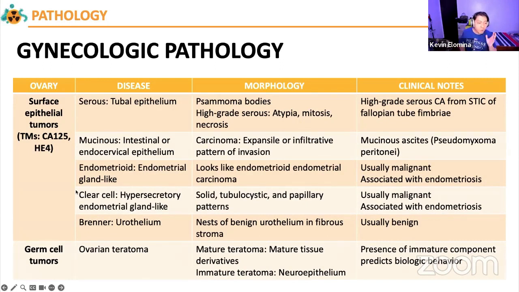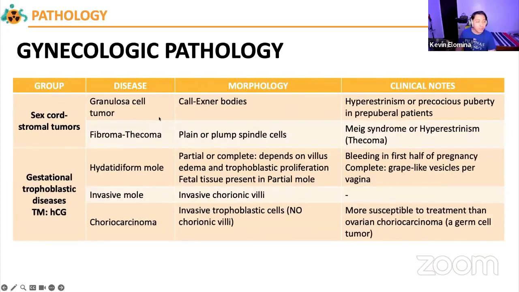Okay? Now, for your germ cell tumors, ito lalampasan ko na to, na-discuss na natin to, no? But for your ovarian teratomas, it's the presence of the immature component that dictates prognosis. So pag immature teratoma siya, malignant siya. Okay? And then you have your sex-cord stromal tumors, your granulosa, you have your fibroma-thecoma. Now, some of them can cause hyperestrogenism.